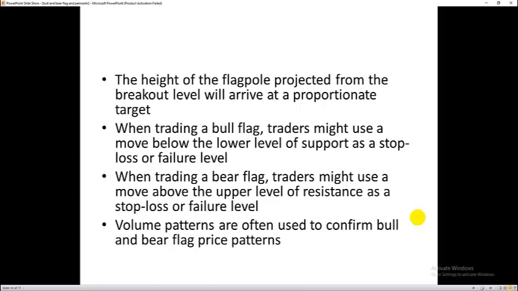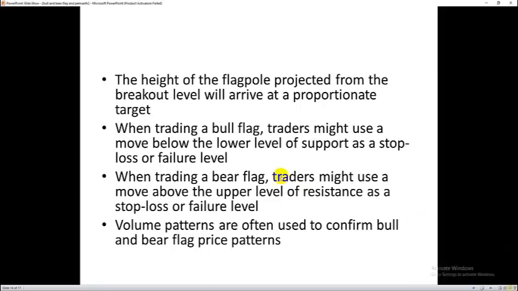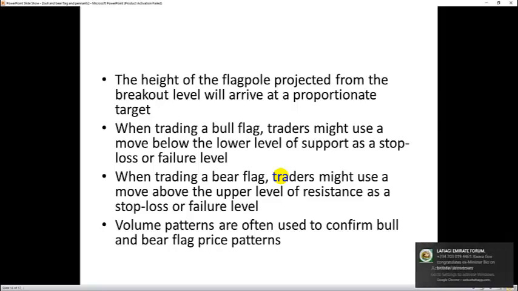So the height of the flagpole projected from the breakout level, we arrive at a proportionate target. So this one shows you where to take profit. You calculate the height of the flagpole, calculate the percentage. I'll show you on TradingView how to calculate the percentage move. That same percentage move is what you now use to determine where the next move will get to. So it is proportionate. There's nothing that is 100% sure anyway, but it is likely to get to that point and surpass it.